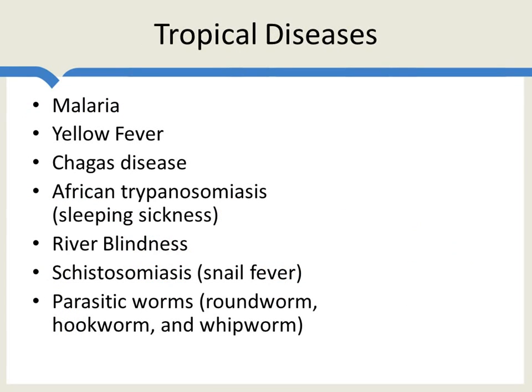Here's a list of diseases which are more common in the tropics. Malaria, we just mentioned, yellow fever, Chagas disease, sleeping sickness, river blindness, snail fever, parasitic worms like roundworm, hookworm, and whipworm. These worms, over a quarter of the world's population is infected with at least one of these worms. About 1.4 billion people have roundworm, and about 1 billion have hookworm, and another billion or so have whipworm. Sometimes they have more than one.